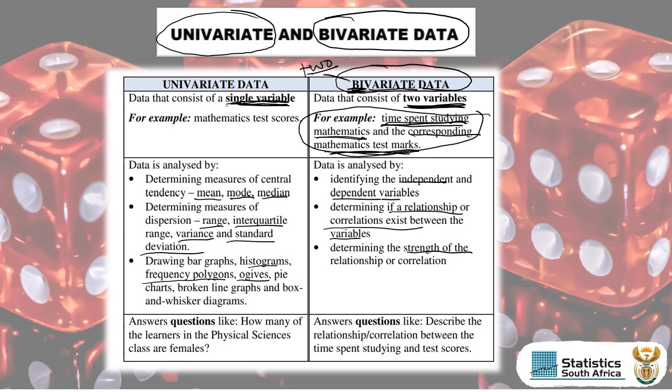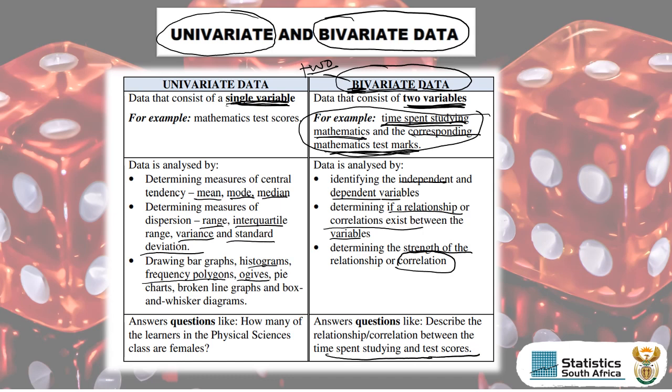Or that correlation. We mostly call it correlation other than relationship. The strength of that correlation between those two variables, to say is there a strong relationship between the time that we spend while studying and the marks that we'll get after studying for a specific time. So now you see that we start to determine the strength of that correlation between the two data sets here in grade 12. And also we can answer questions like, describe the relationship or the correlation between the time spent studying and the test scores.